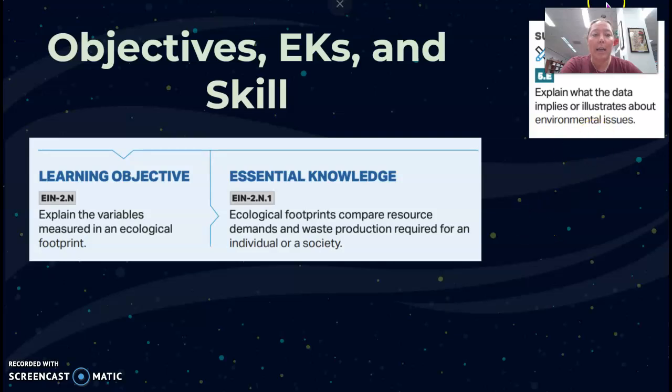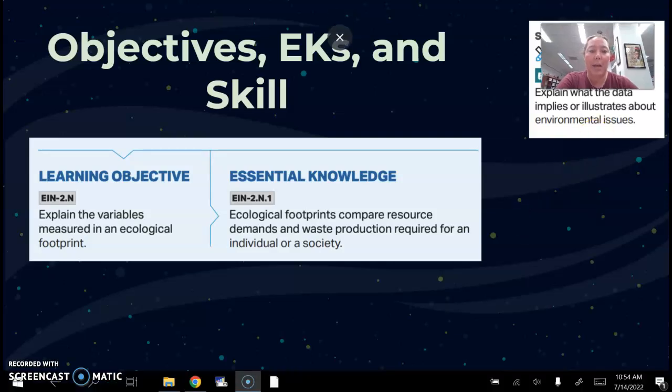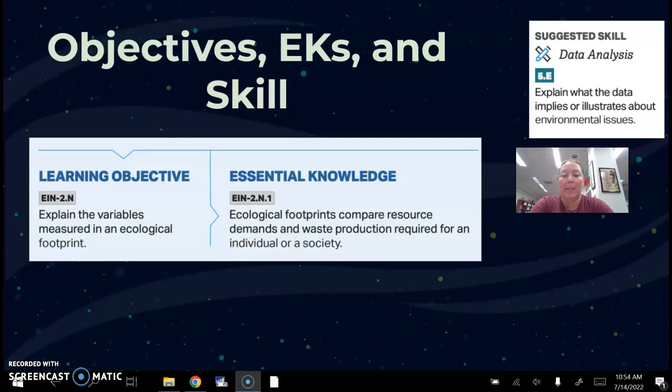So again, here's our slide of objectives, essential knowledge, and skills. Our learning objective is to explain the variables measured in ecological footprints. Our essential knowledge: ecological footprints compare resource demands and waste production required for an individual or a society. So you can get an ecological footprint for a country, or you can get an ecological footprint for an individual. And then our skill is to explain what the data implies or illustrates about environmental issues. So we'll have to look at this through a lens of resource use after we look at our own ecological footprints.